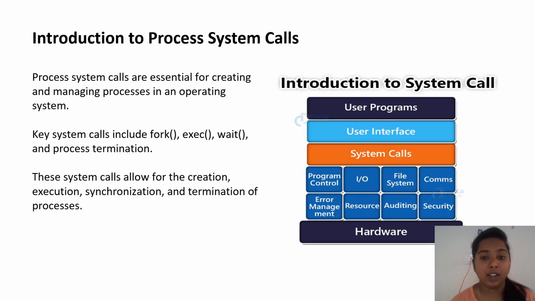Introduction to process system calls. Process system calls are essential for creating and managing processes in an operating system. Key system calls include fork, exec, wait, and process termination. These system calls allow for the creation, execution, synchronization, and termination of processes.